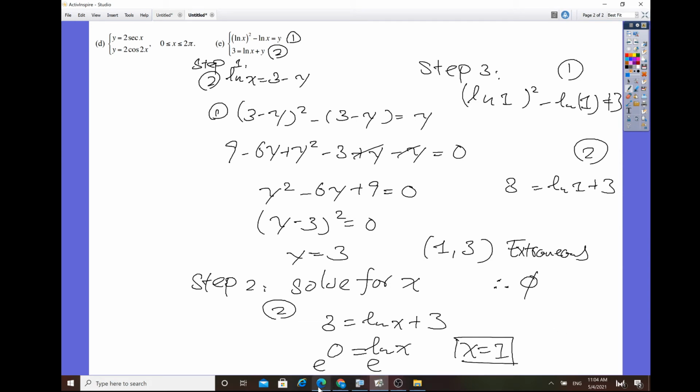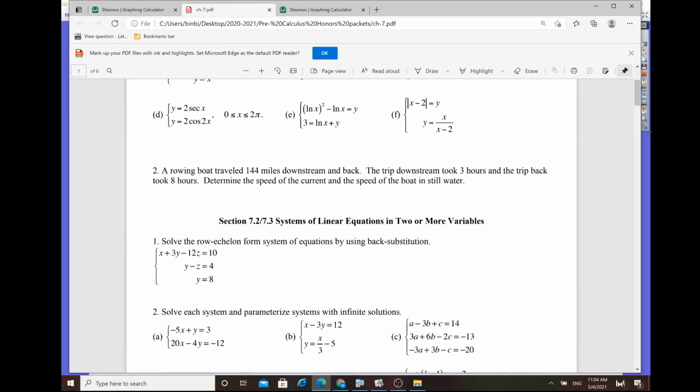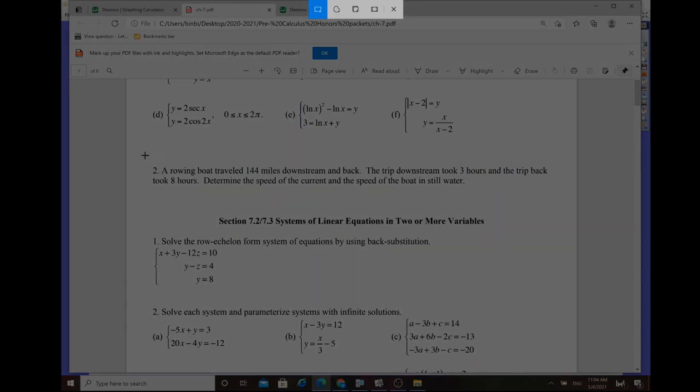Okay, so now going back to the template, let's see what else we got here, the word problem. A rowing boat travels 144 miles downstream and back. The trip downstream took 3 hours, and the trip back took 8 hours. If that's back, that means going upstream against the current. Determine the speed of the current and the speed of the boat in still water. So this one is one of the classic linear system equation word problems.